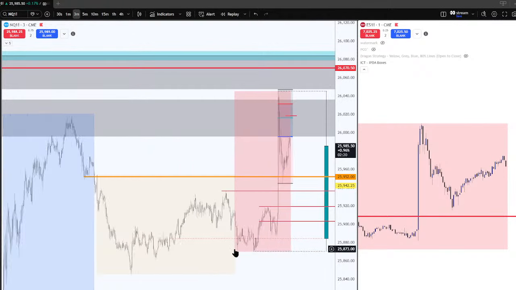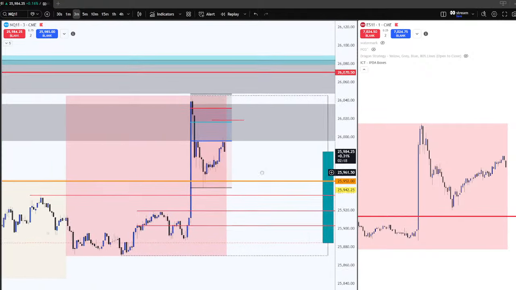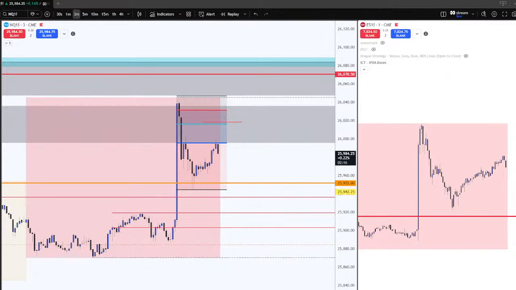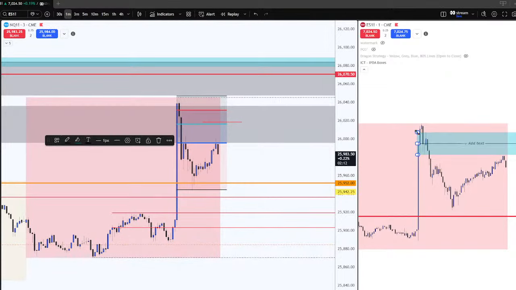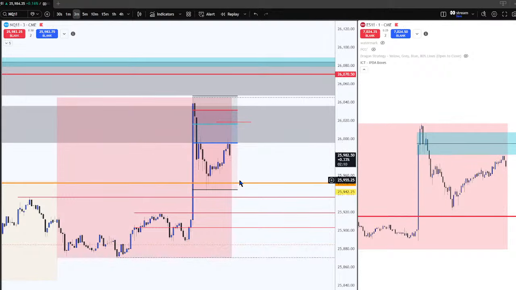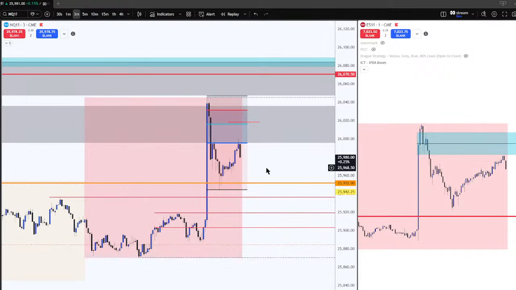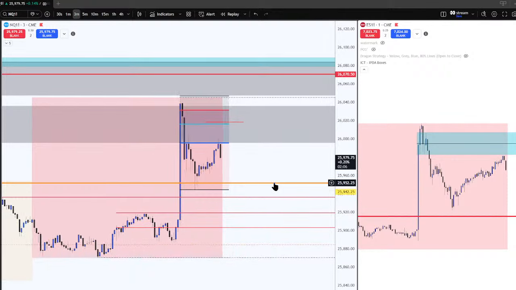Okay, so it's gonna do it. It's not gonna get there. ES just got there. Almost. I don't think it's gonna. I think it's gonna go without me.